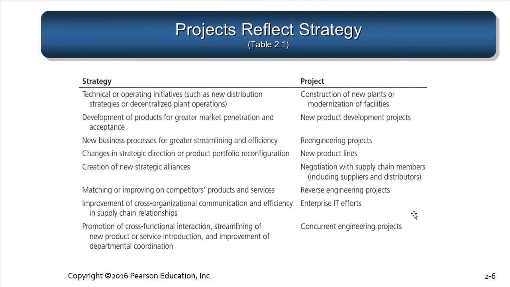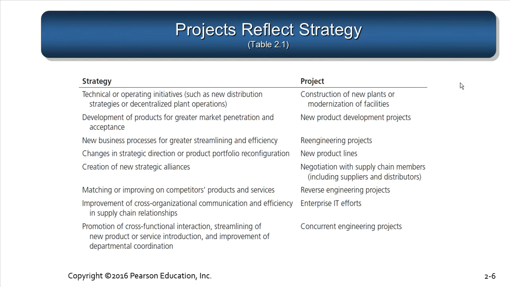Okay, for example, let's take a look at projects and how they are a reflection of strategy. For example, a construction project could be part of an operating initiative. For example, a new distribution strategy or new plant operations. A development of products for greater market penetration could be a strategy, and therefore you kick off a product development project. So as you look at this slide and you look at the text, you see on the left the strategies. That means what you're going to do and why you're going to do it in order to attain a sustained competitive advantage. And then on the other side, you have projects. And those projects are designed to execute components of your strategy. So in this sense, projects reflect strategy because they are a critical means for implementing your strategy. I would also go so far as to say you could commission a project to help develop your strategy in the first place.